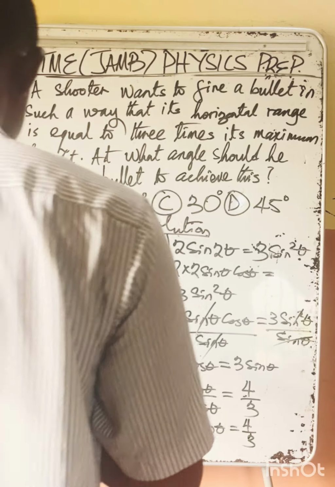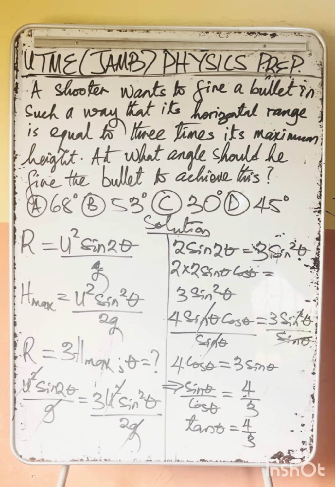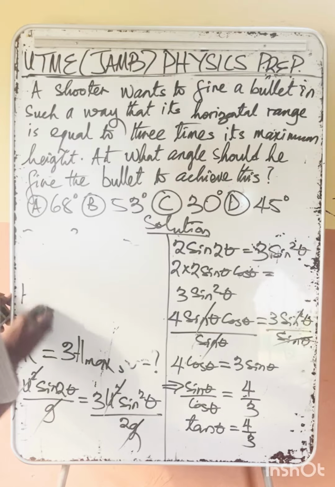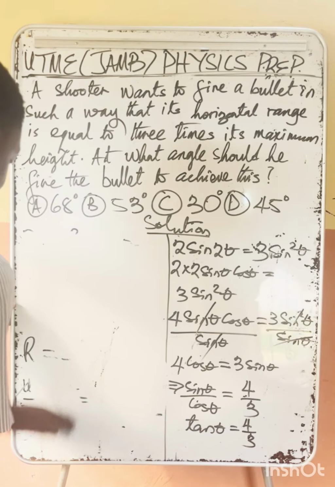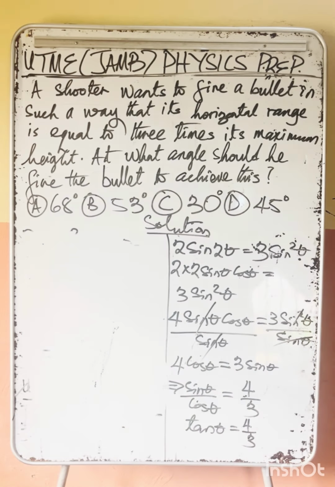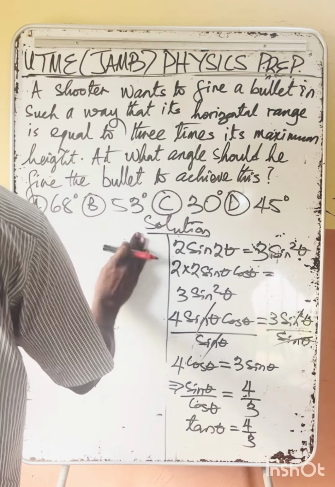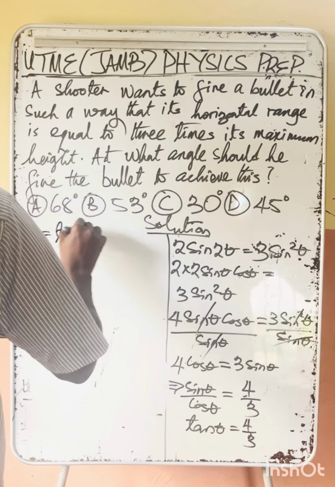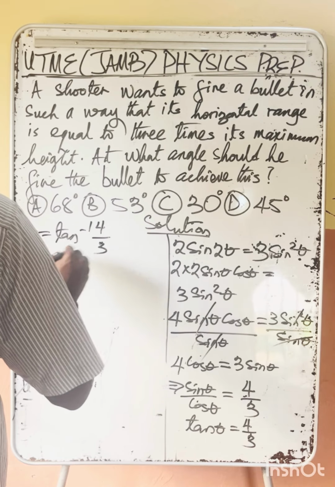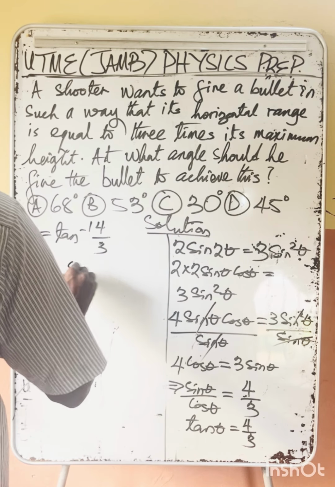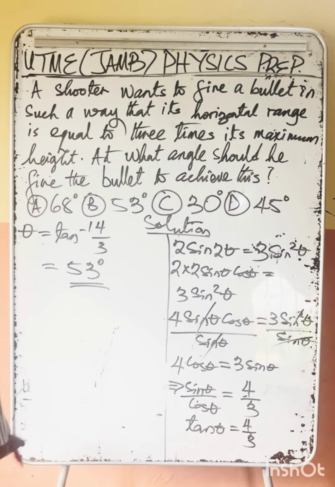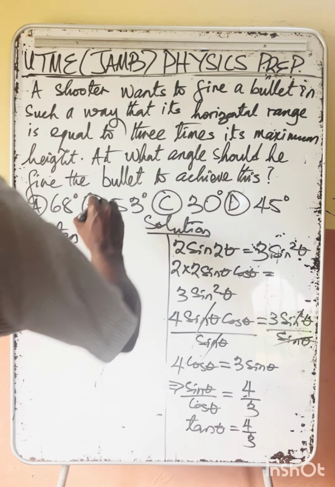So I'll be rubbing off the first part so that we can finish off our solution. If I rub this first part of the board off, we have it that theta finally is tan inverse of 4 over 3, which will leave us with 53 degrees to the nearest whole number. So our answer is obviously option B.